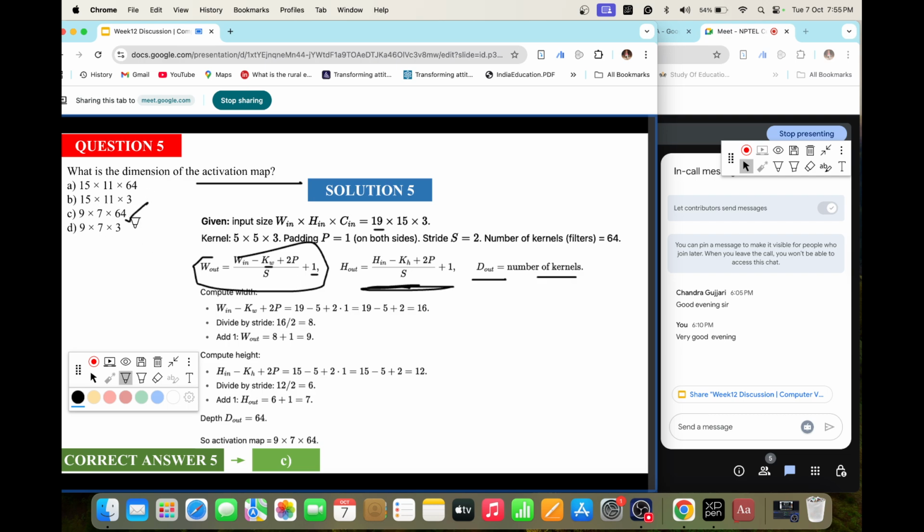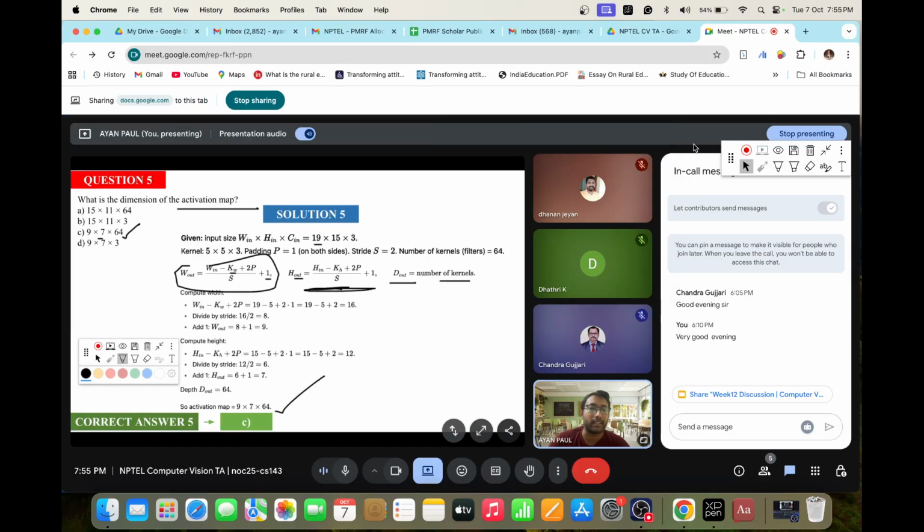So 9 into 7 into 64. Similarly, h output also you can calculate, and you will get the answer 7. So this is the dimension of your activation map. So option C is the correct answer.